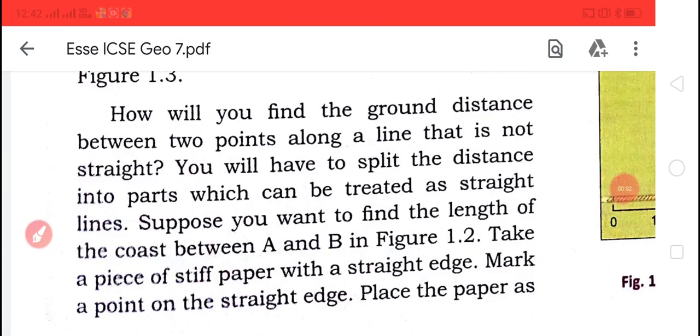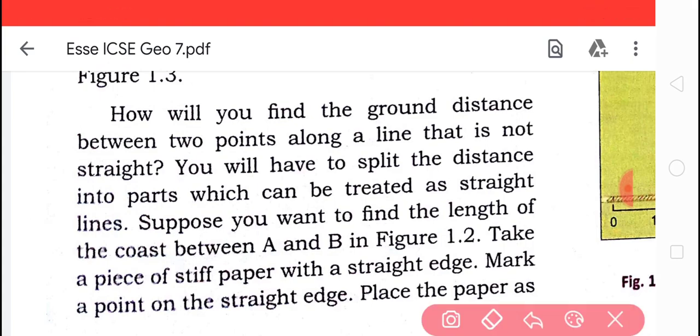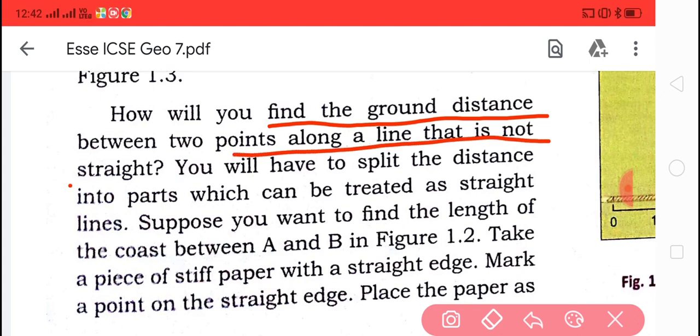Today students, we are going to learn how to find a ground distance between two points along a line that is not straight. We can find the distance which is not straight by splitting the distance into parts which can be treated as straight lines. Suppose we want to find the length of a coast between A and B in figure 1.2.